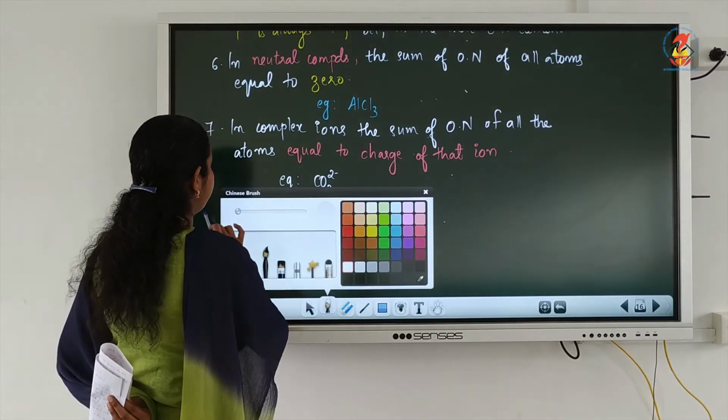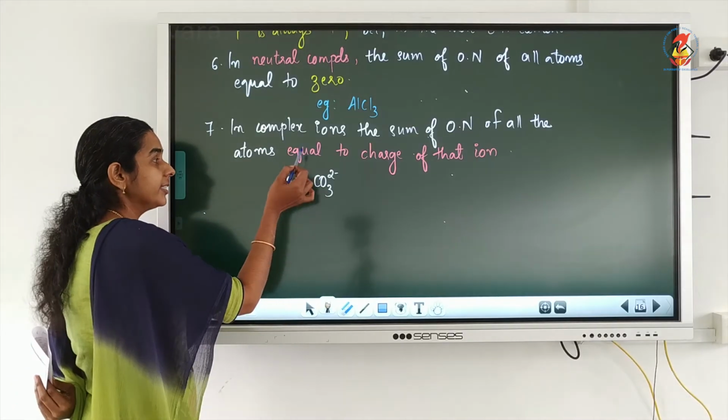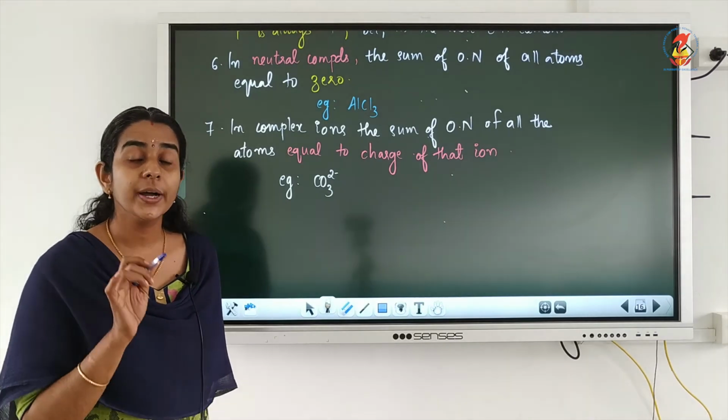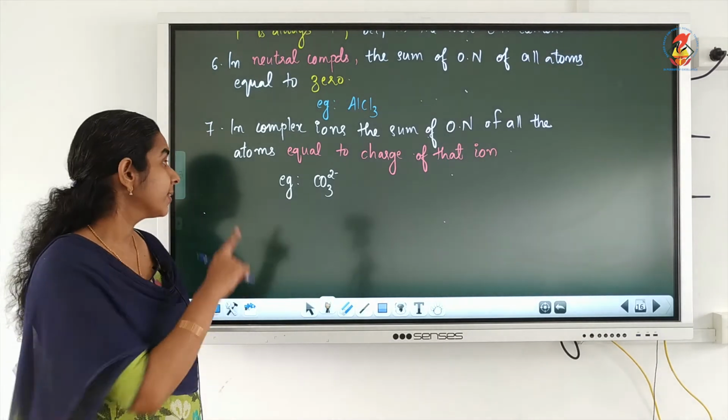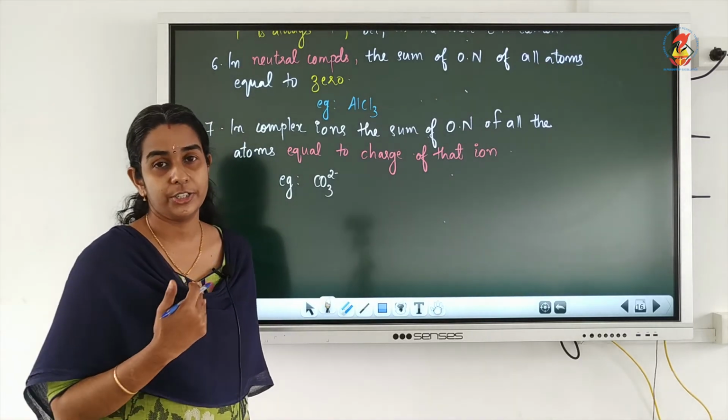Now the next rule is, if the given species is a charged species like a complex ion, complex ions are also known as radicals. In the case of complex ions or radicals, the sum of the oxidation numbers of all the atoms present should be equal to the charge of that ion. So for example, in CO3 2-, the overall charge given is -2. So here the sum of the oxidation states of carbon and the 3 oxygen atoms should be equal to -2. So in the case of complex ions, the sum of oxidation states should be equal to the charge.